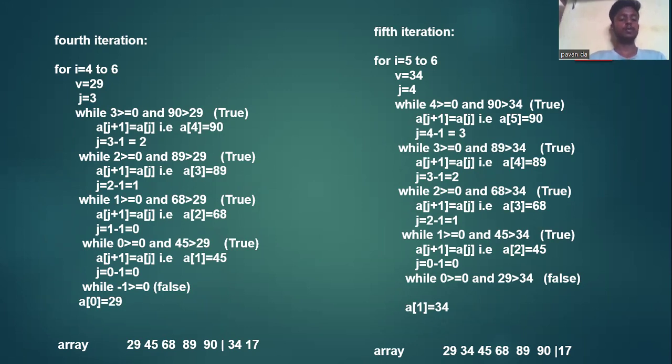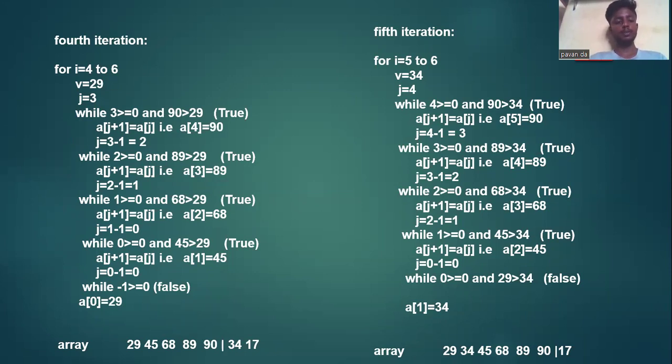For i equal to 4 to 6, v is equal to 29, j is equal to 3, and the first statement is true. So a of j becomes 90 and j becomes 2. Now in the second iteration, the second while statement is also true. So a of j becomes 89 and j becomes 1.